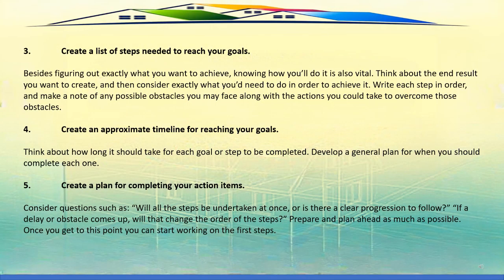3. Create a list of steps needed to reach your goals. Besides figuring out exactly what you want to achieve, knowing how you'll do it is also vital. Think about the end result you want to create, and then consider exactly what you need to do in order to achieve it. Write each step in order, and make a note of any possible obstacles you may face along with the actions you could take to overcome those obstacles.